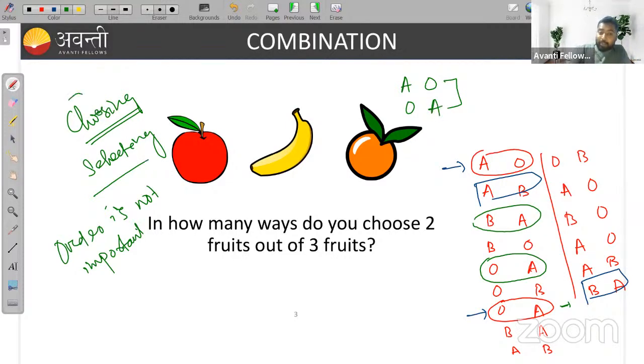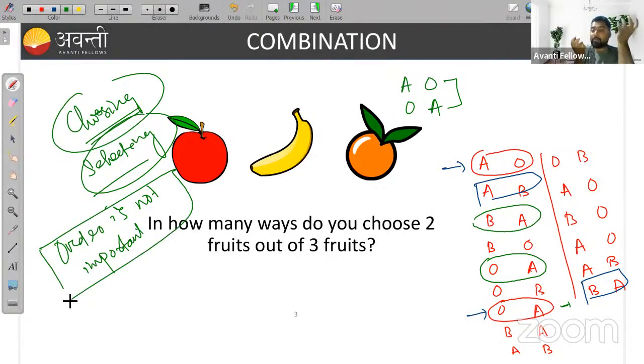But when we are talking about choosing, selecting, or making groups, order is not important. That is actually combination. When you use these two words, choosing or selecting, we are talking about combination. That means here order is not important. When you are selecting objects, the order will not matter. Is it clear to everyone? Let me know in the chat box.